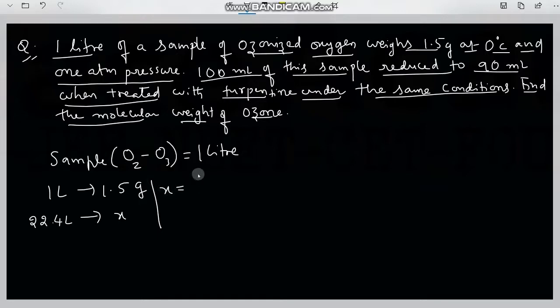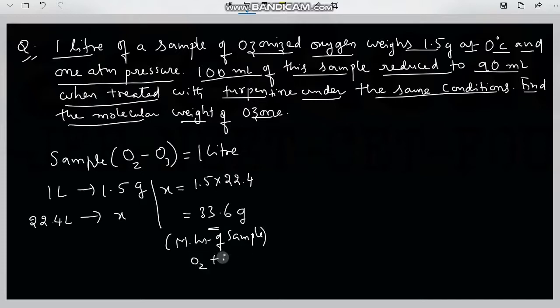So what is X? X equals 1.5 into 22.4, which comes to 33.6 grams. What is this 33.6 grams? This is the total molecular weight of the sample. In that sample we have ozone and oxygen both. We know the molar mass of oxygen is 32, but we have to find the molar mass of ozone in this question.